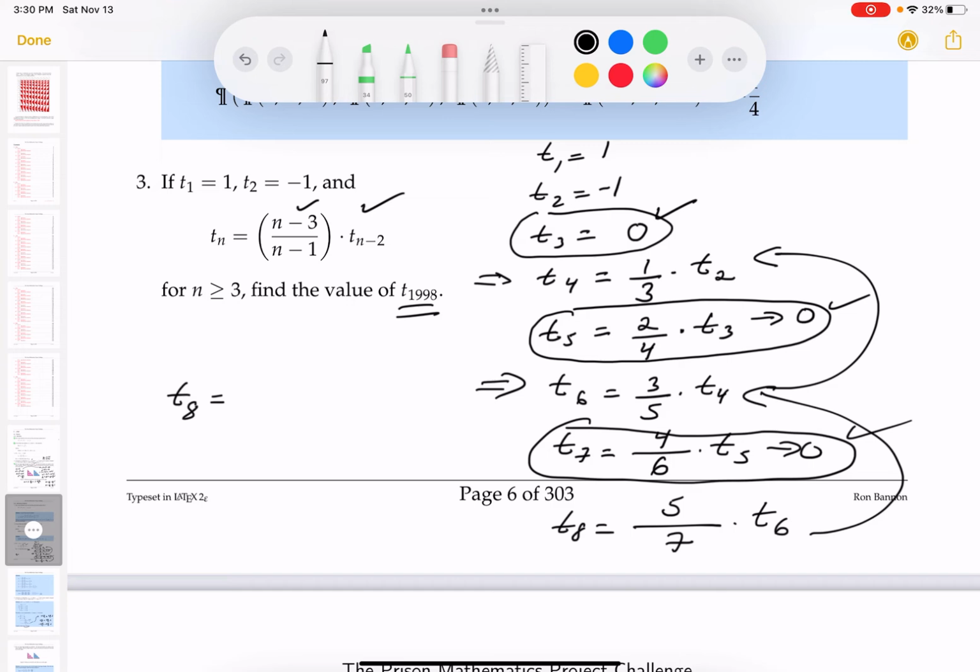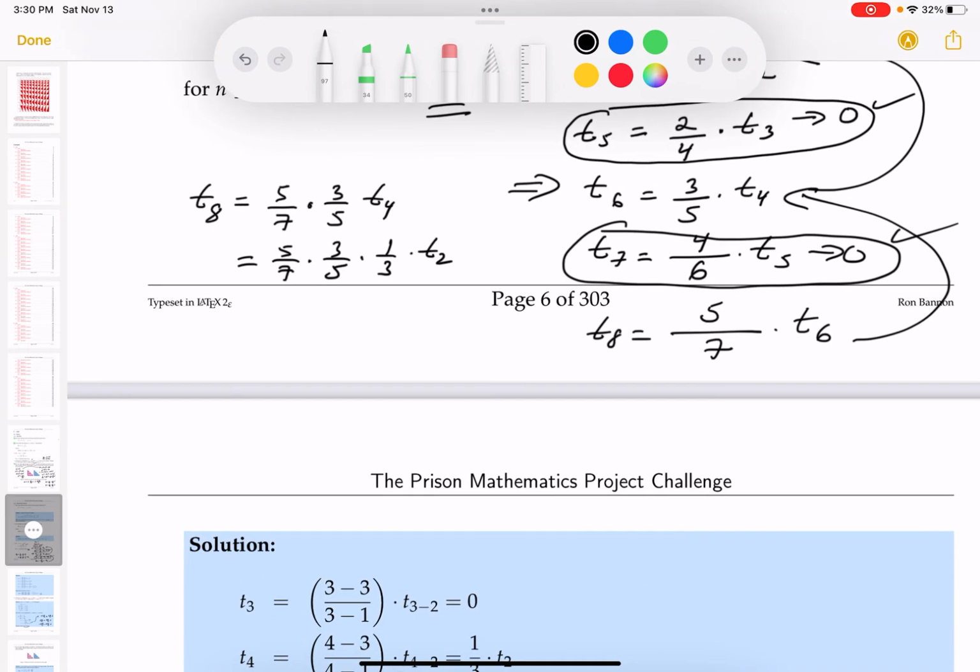And what's that going to be? 5/7 times, well, T6. That's 3/5, right? 3/5 T4. Let me keep going. 5/7, 3/5. And what's T4? Oh, it's 1/3 times T2. Well, you know what? I'm starting to see a pattern. And I'll tell you what pattern I'm seeing. I'm seeing that this guy here is right over here, and this guy here is right over here.